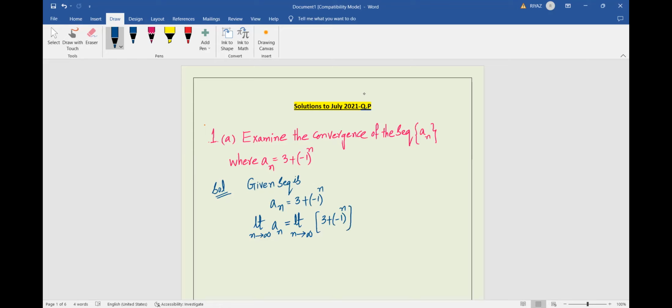When applying a limit to the constant term, the limit of the constant is the constant itself, that is 3 itself, plus wherever n is there, we put infinity: minus 1 whole to the power of infinity. The n value changes to infinity. If we apply any operation with infinity, the answer will be infinity only. It means minus 1 whole power infinity is infinity. Infinity plus 3 is again infinity. So the answer will be infinity. If your answer is infinity, therefore the sequence is divergent.